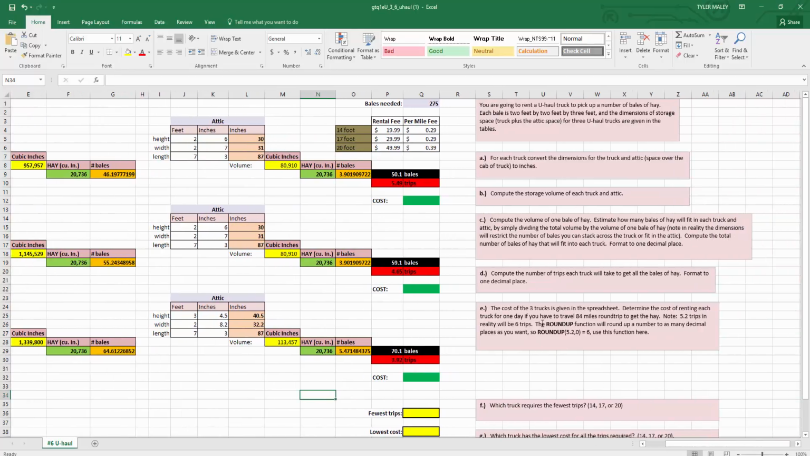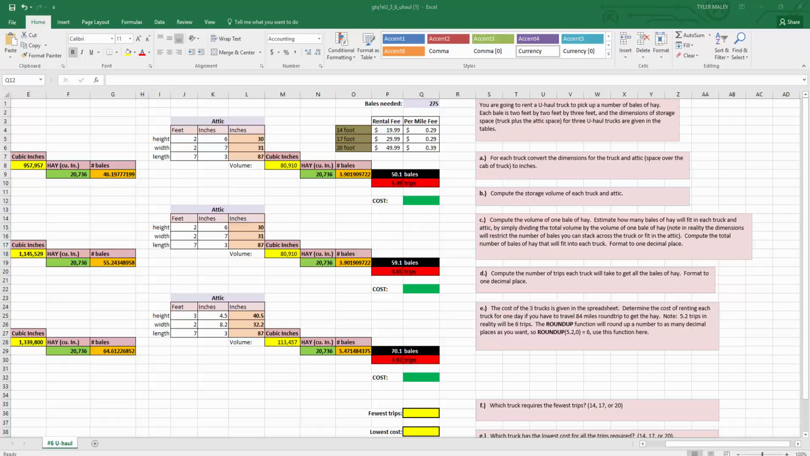But something we have to keep in mind when we're doing this is that we need to use the roundup function, because here I have 5.49 trips, but I can't do 0.49 of a trip. I have to do 6 trips. And I always have to round up no matter what, even if this was 5.1, because if I did five trips, I wouldn't have all 275 bales in that trip. Another thing we call this in mathematics is taking the ceiling, where you round up no matter what your number is. Even if it's 5.0001, you would still round up to 6.